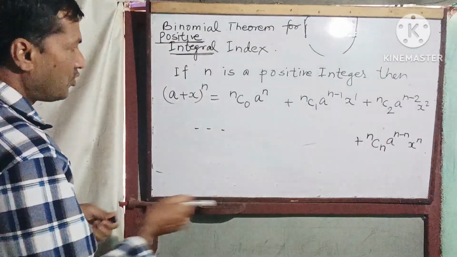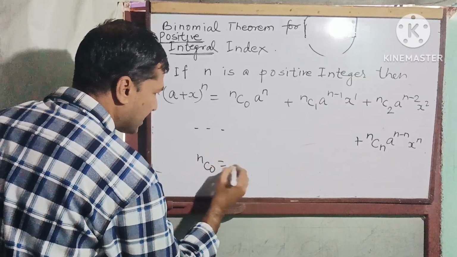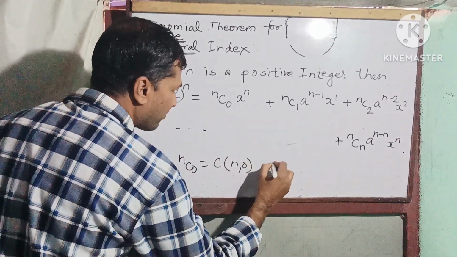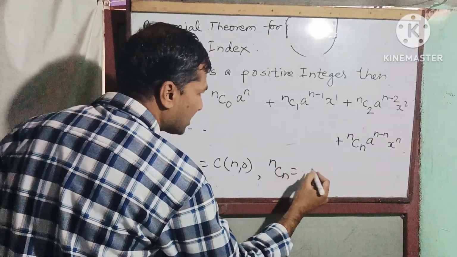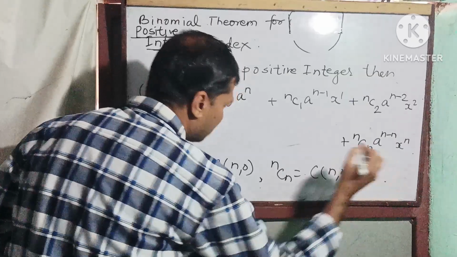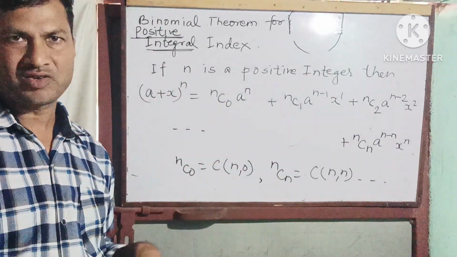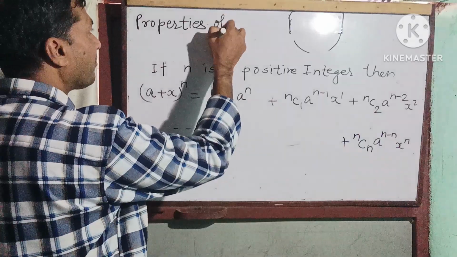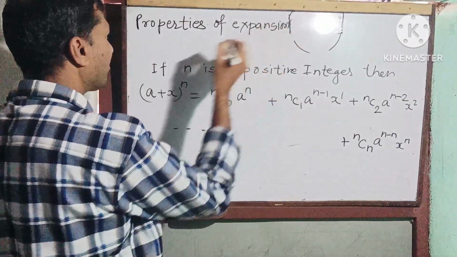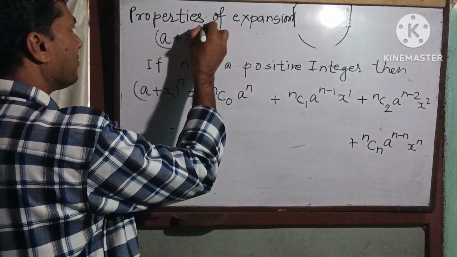So first up nC0, nC1, nC2, nCn. One thing more, not to be confused: nC0 we are writing as Cn,0. Similarly, nCn means Cn,n, and so on. So this is the binomial expansion of (a plus x) to the power n.